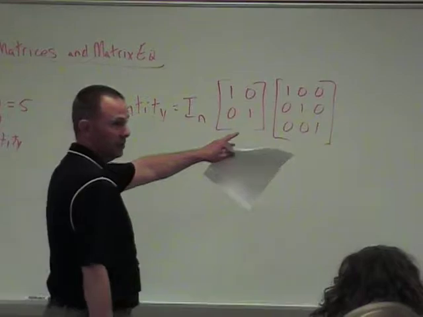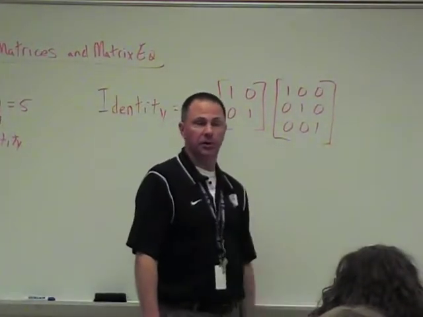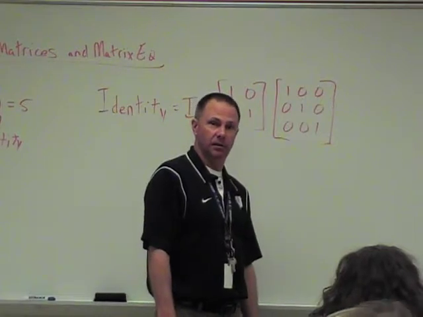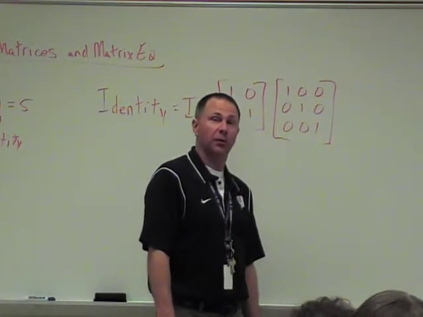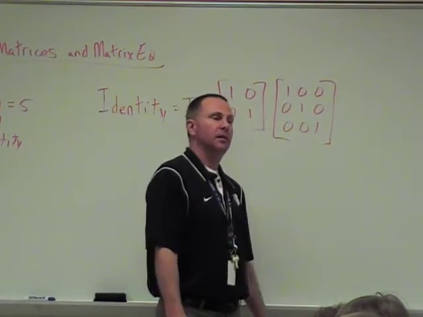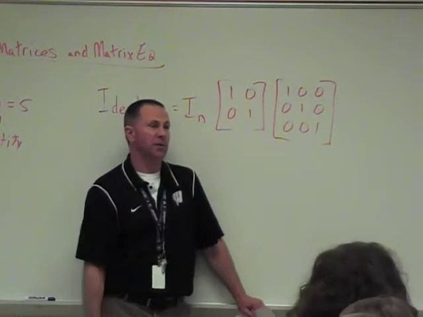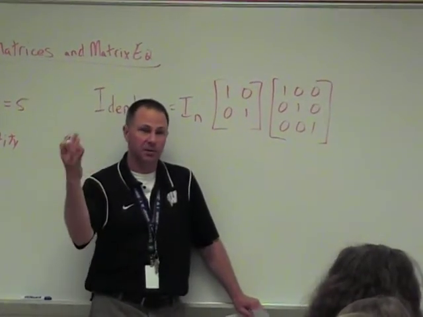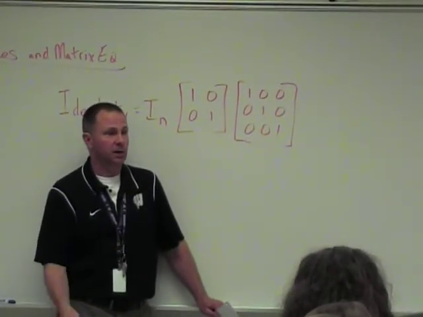You've seen this before, so what would a 4x4 look like? It's 4x4, but what would be in it? It'd be 0, 0, 0, 1. Yeah, your ones would still be in the diagonal, and above and below the ones would be zeros. 5x5, 6x6.